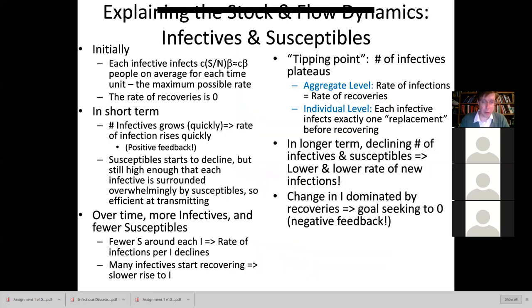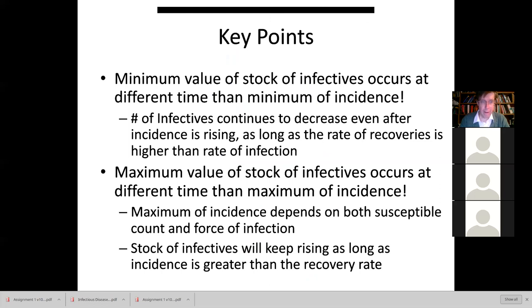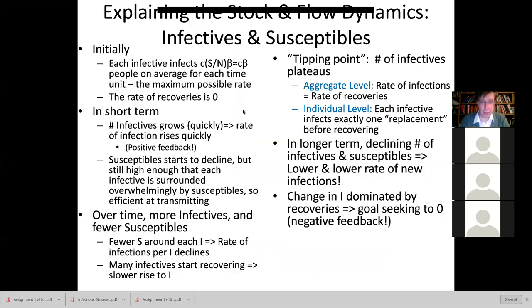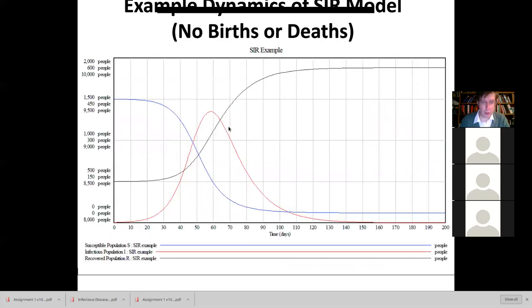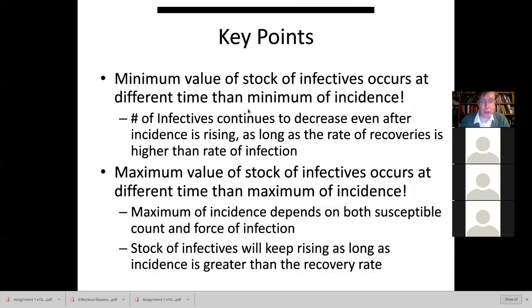With respect to this sort of situation, the minimum value of the stock of infectives, so the minimum associated with this set of infectives. Let me first describe the other one. The maximum of the stock of infectives occurs at a different time than the maximum of incidence.